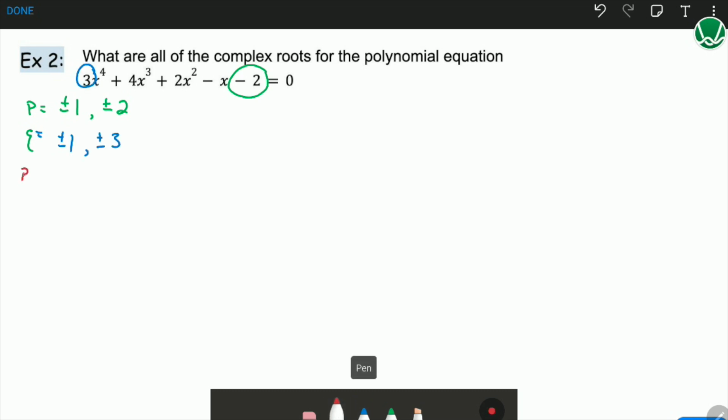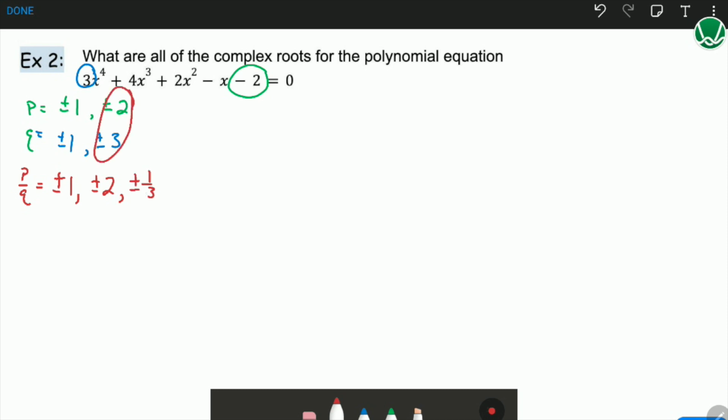So overall, the actual possible rational roots are the combinations of p's over q's. So 1 divided by 1, which is 1. Of course, our plus minus. 2 divided by 1, which is 2. Then, I forget which ones I did. I did 1 over 1 and 2 over 1. And I guess I have to do 1 over 3, which is 1/3.